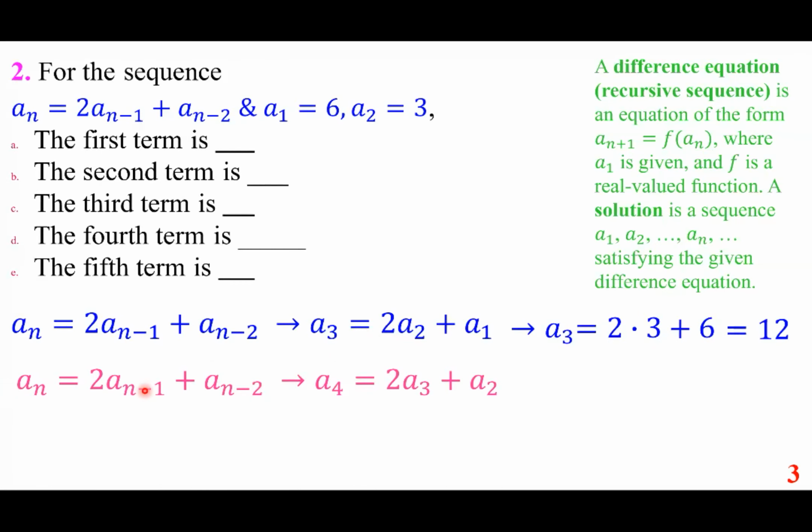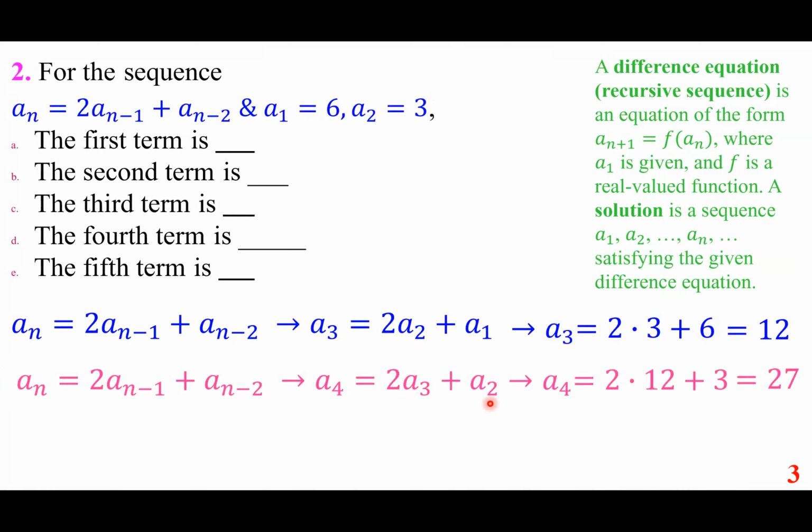Look at this format. It's important to understand any term is 2 times the term before that and the term even prior to that. So a sub 4 is 2 a sub 3. So 2 times 12 plus a sub 2, which we know it to be 3. 2 times 12 is 24 and 3 is 27.